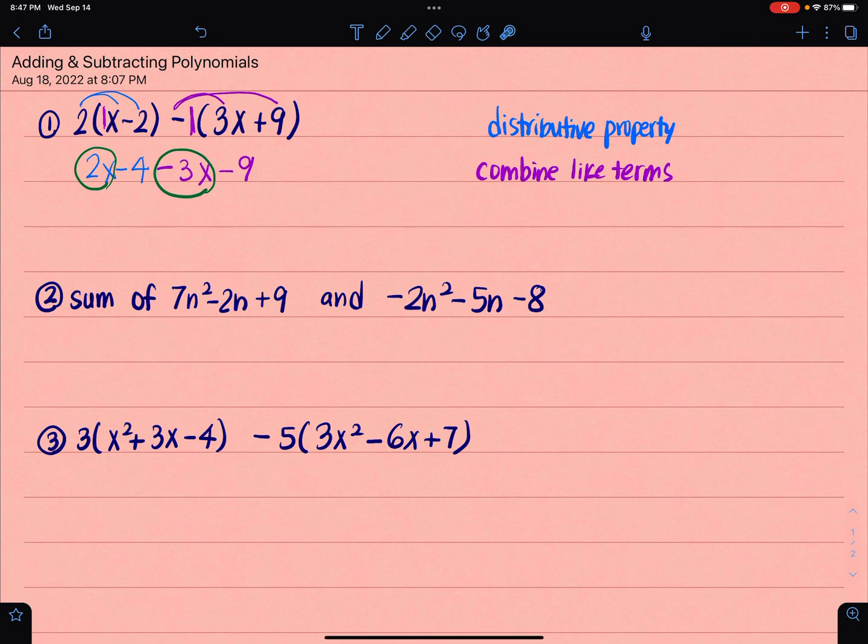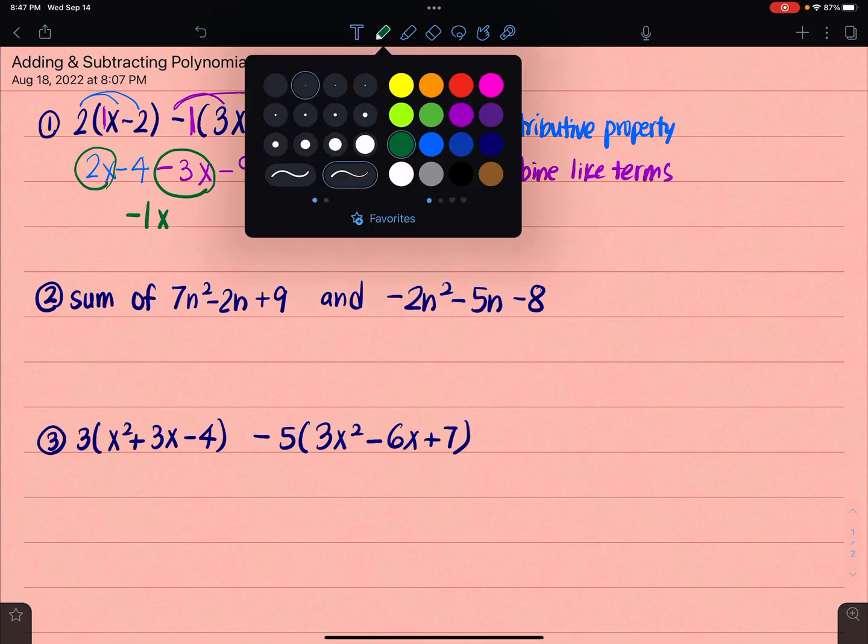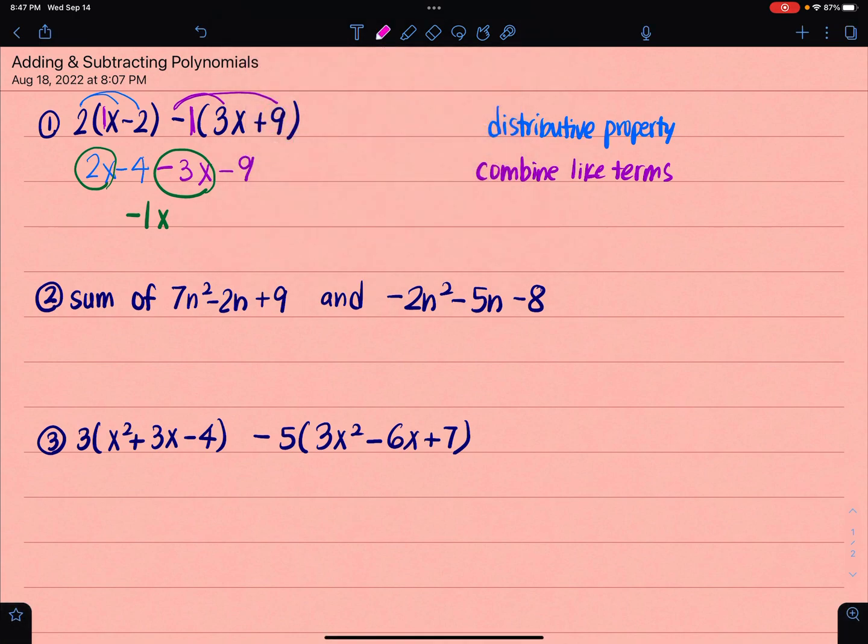So in this case, am I adding or am I subtracting? Well, this is a subtraction. So this would be 2 minus 3. And 2 minus 3 is negative 1. So then I copy down my x. Now let me deal with the constants. So here we have a negative 4 minus 9. And so a negative 4 minus 9 is negative 13.